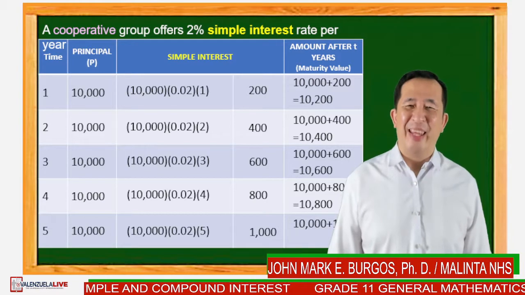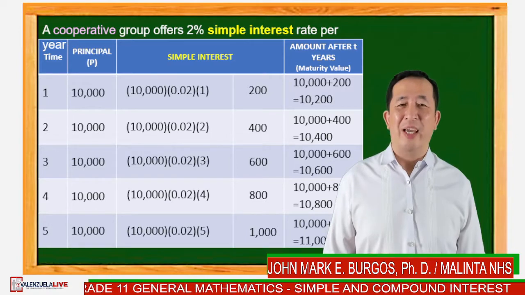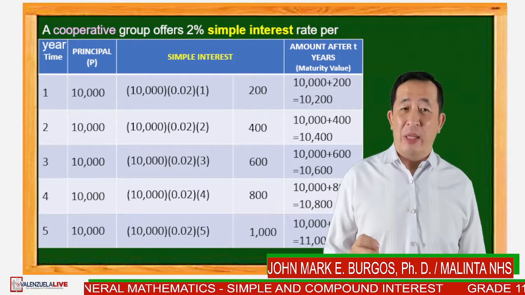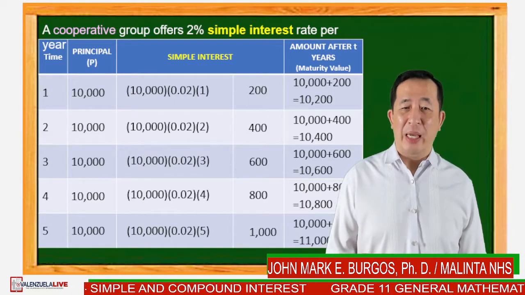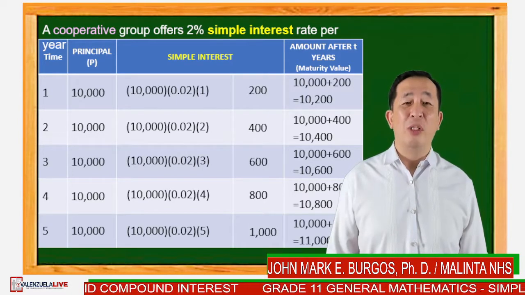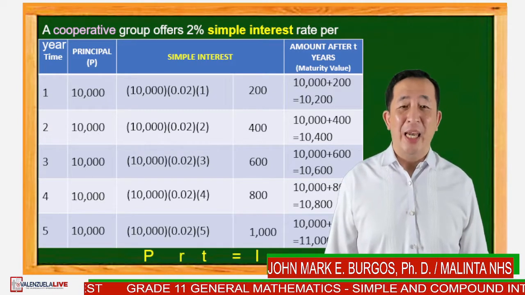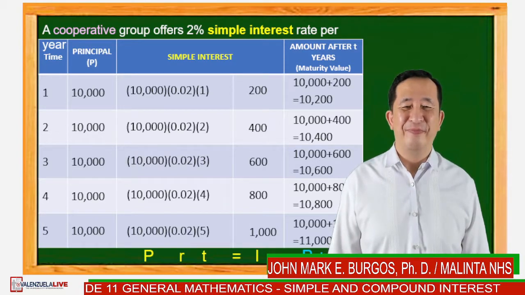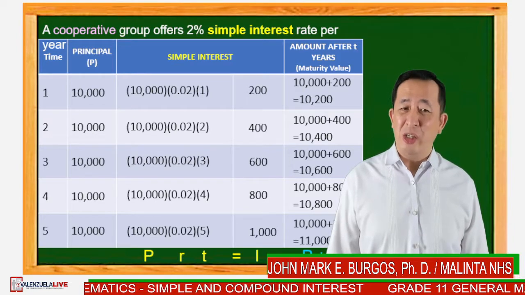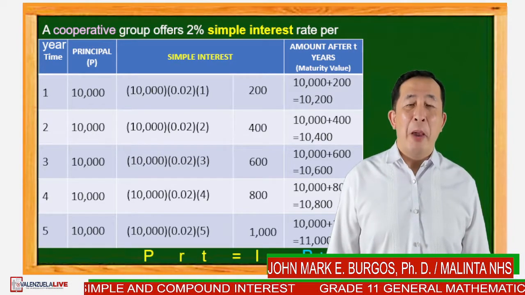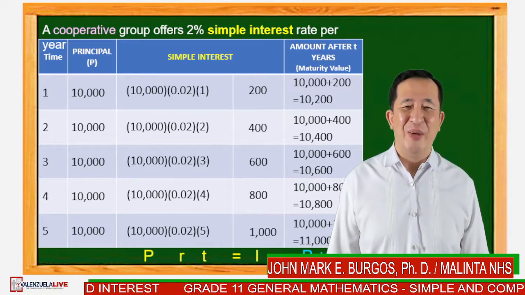From the table and from the answers indicated, you will notice that the derived formula will be principal times the rate times time is equal to interest, or P times R times T is equal to I. And also to determine the maturity value, which is F, the formula will be principal plus interest. That will be the maturity value.